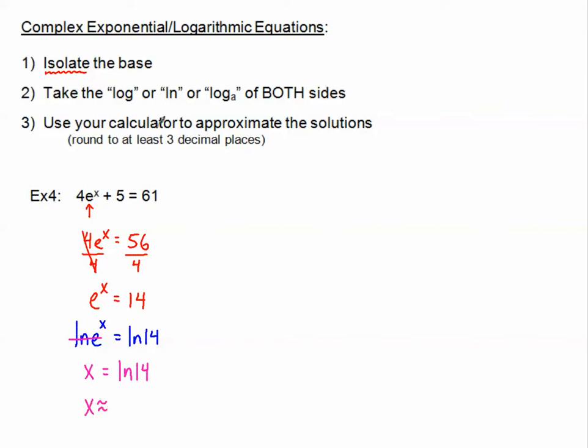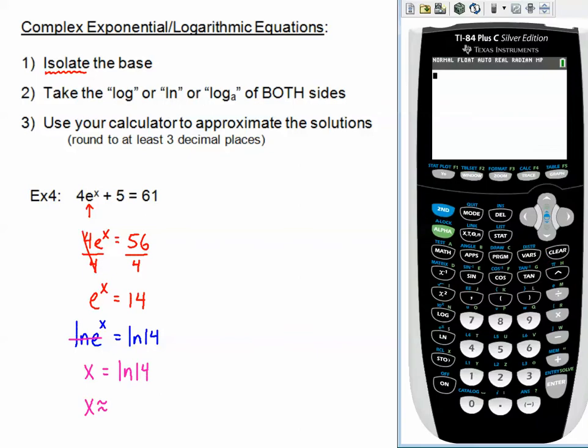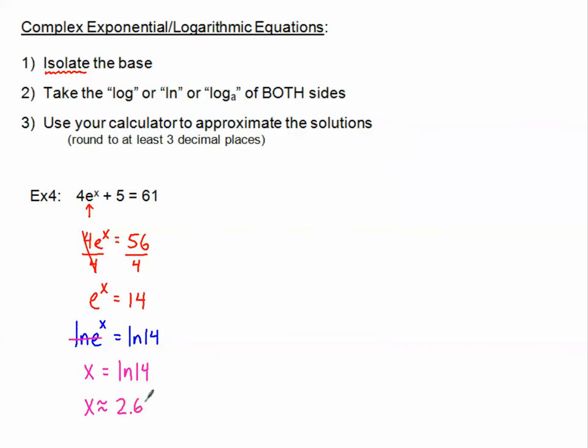And that's our step 3. It says use your calculator to approximate your solutions. Plug it into the calc, and let's go to at least 3 decimal places. So I'll plug into the calc the natural log of 14, and I'm coming over here, use the natural log button, 14. It's good to close parentheses, and we'll press enter, and I get 2.639. And that's exactly what it would be rounded to 3 decimal places, 2.639. And that's it. We solved our first one.